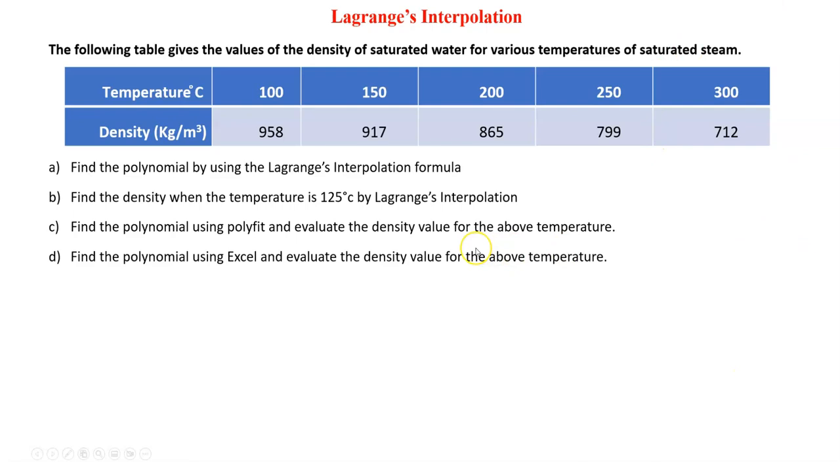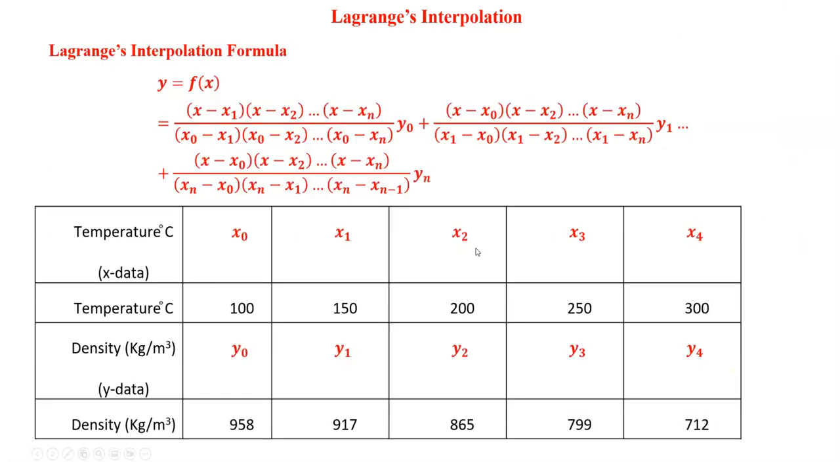Now for this problem we must know what the Lagrange's interpolation formula is. So y is equal to f(x), and the Lagrangian interpolation formula is (x minus x1). Here x is the point at which we want to calculate. (x minus x1)(x minus x2) dot dot dot (x minus xn) over (x0 minus x1)(x0 minus x2) dot dot dot (x0 minus xn).